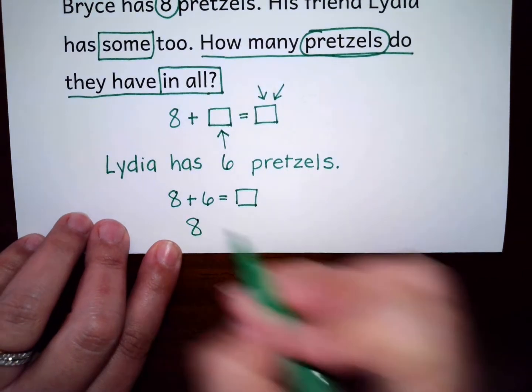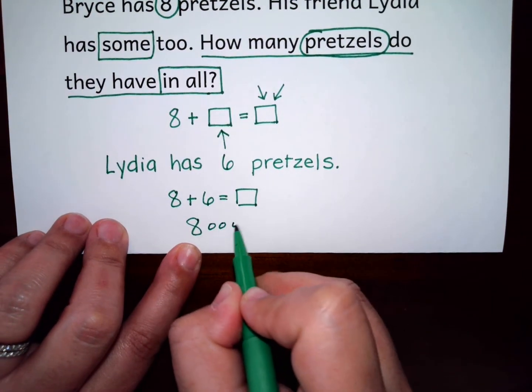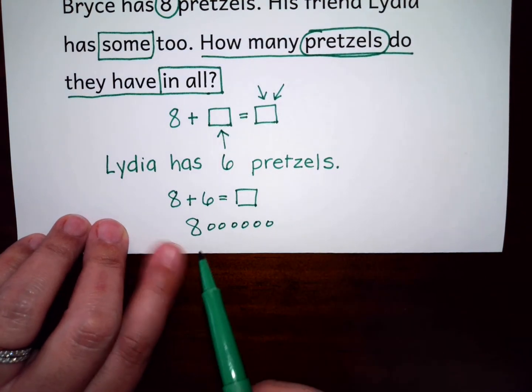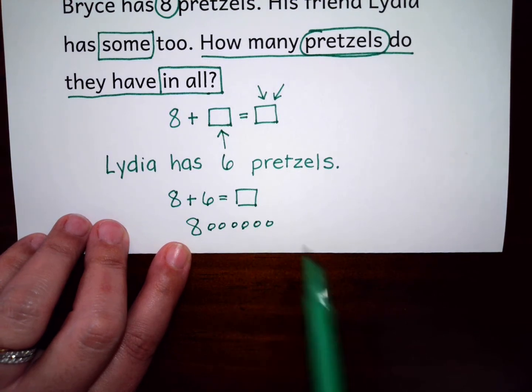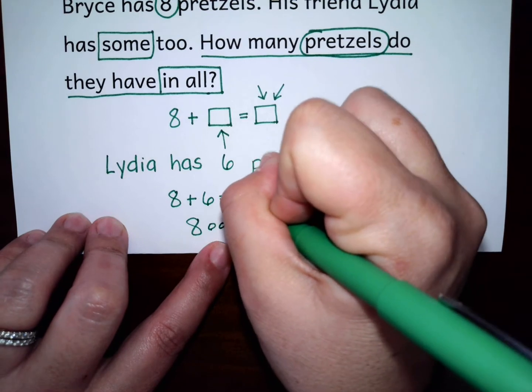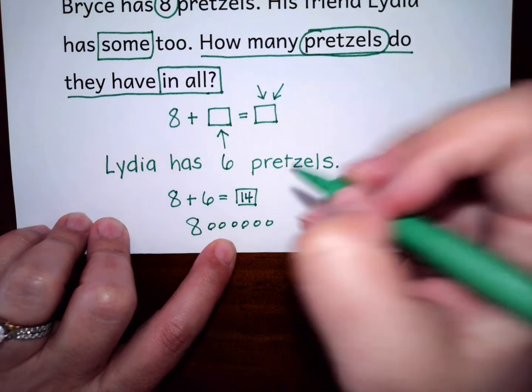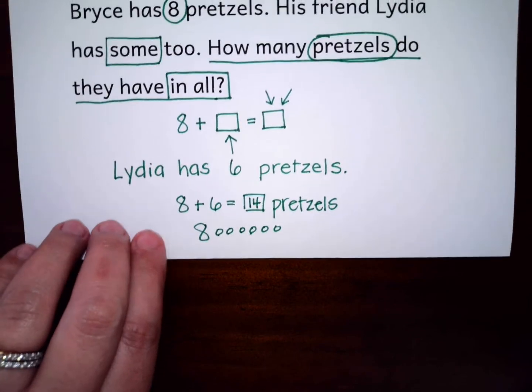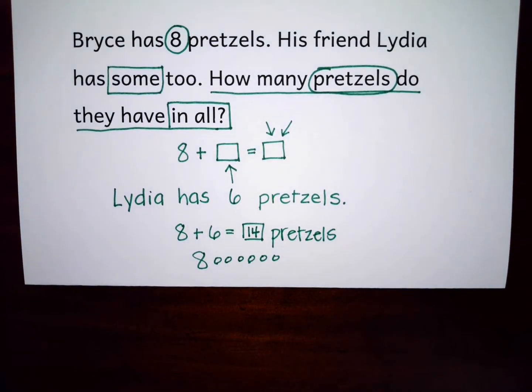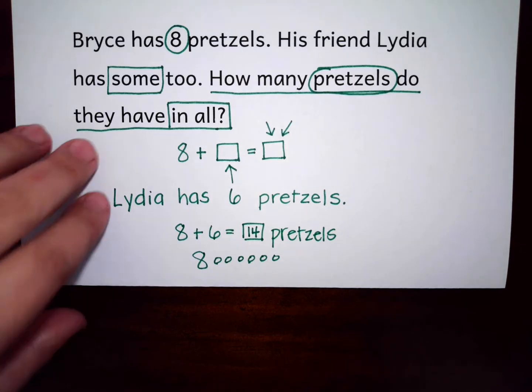So I would solve this by writing my 8, and I'm going to draw 6 circles. If you have counters, you can also use your counters. And then I would have 9, 10, 11, 12, 13, 14. So how many pretzels do they have in all? They have 14 pretzels. So we're going to be solving 3 problems that are all missing information. What we get to do is write the missing information and then solve it. You're going to do some with me and then you'll do some on your own.